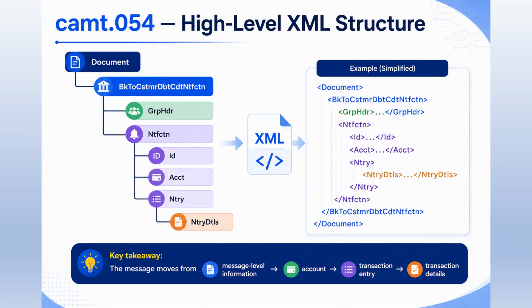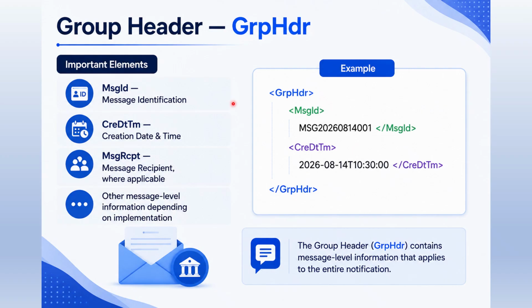The GrpHdr, or group header, contains message-level information. For example, message ID identifies the message. CreDtTm tells us when the message was created. Depending on the implementation and message version, additional message-level information can also be present. The key point is that the group header describes the notification message itself, rather than a specific transaction.